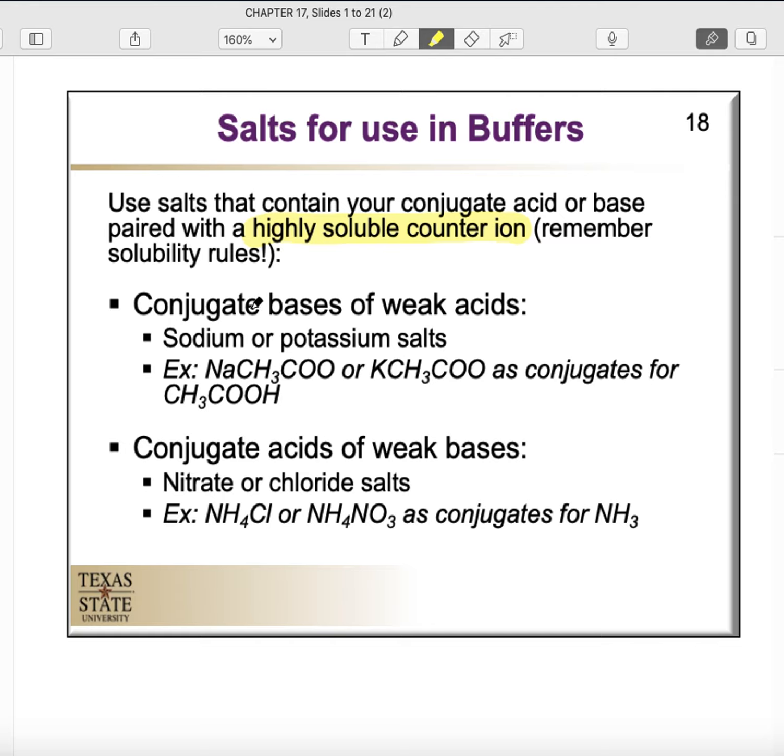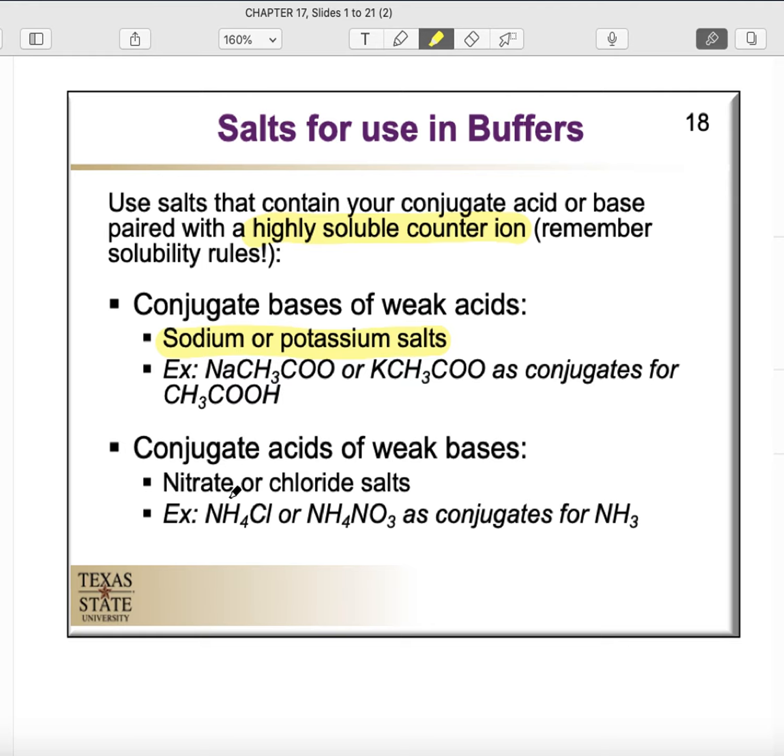For example, if we need conjugate bases of weak acids, then we can use salts that contain sodium or potassium, because according to the solubility rules, salts that contain group 1 metal ions are going to be soluble with no exceptions. So I can utilize any kind of salt that contains a group 1 metal ion, and sodium and potassium are going to be the salts that are most widely available. So like in the previous problem, we selected sodium acetate as a choice. We could also have used potassium acetate as a choice for a buffer that contains acetic acid.